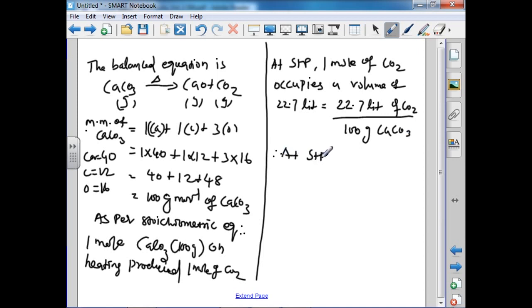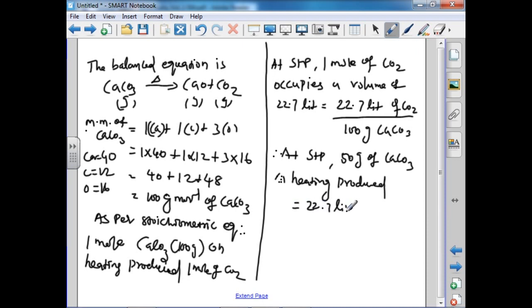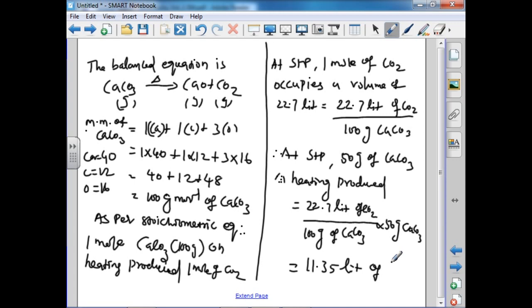The question is, at STP 50 gram of CaCO3 on heating produce 22.7 liter of CO2 divided by 100 gram of CaCO3 multiplied with 50 gram of CaCO3. So the answer is 11.35 liter of CO2.